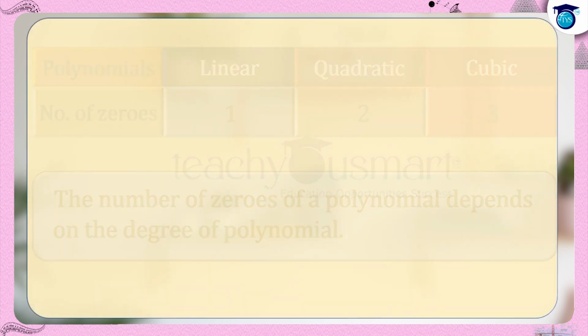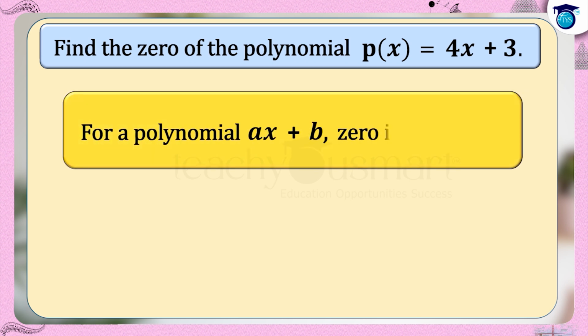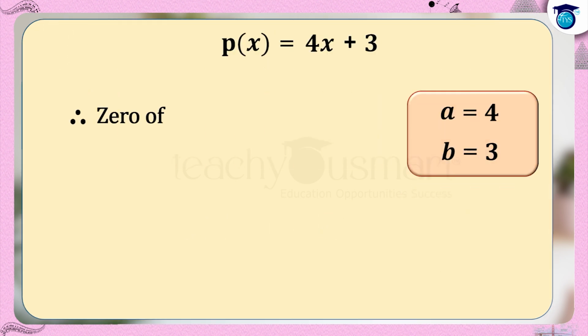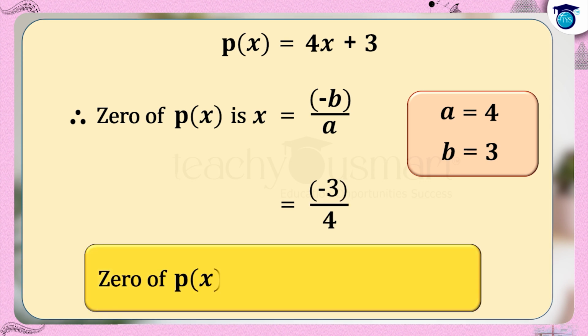Now, let's look at more examples of finding the zero of a linear polynomial. Find the zero of the polynomial p of x equals 4x plus 3. For a polynomial ax plus b, the zero is x equals minus b by a. In the polynomial p of x equals 4x plus 3, the value of a is 4 and the value of b is 3. Therefore, the zero of p of x is x equals minus b by a equals minus 3 by 4. That is, the zero of p of x equals 4x plus 3 is x equals minus 3 by 4.